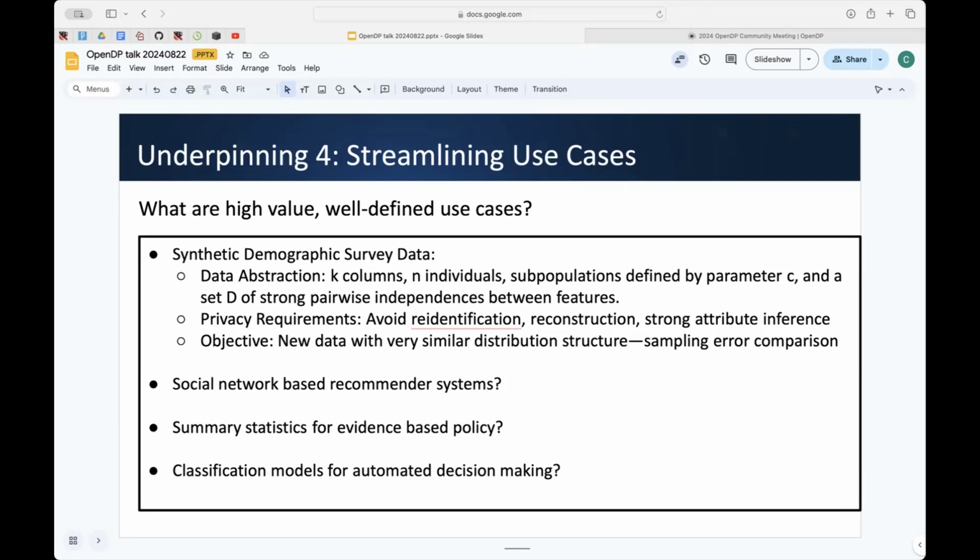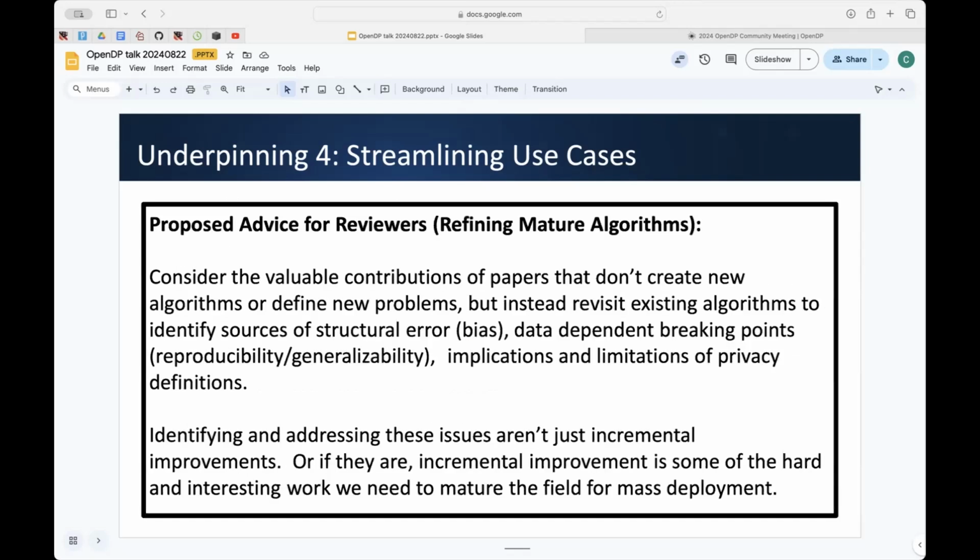All of these, if we can nail them down in such a way that we can talk about their data abstraction, qualities of the data that make them break, sources of structural error, privacy requirements, and the objective thing that we're trying to get out of it, then we start being able to actually mature the problem, and actually get through the workload that machine learning has left us with. So, proposed advice for reviewers. Consider the valuable contributions of papers that don't create new algorithms.